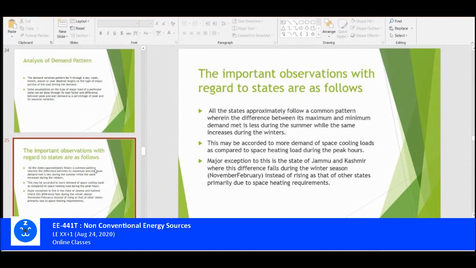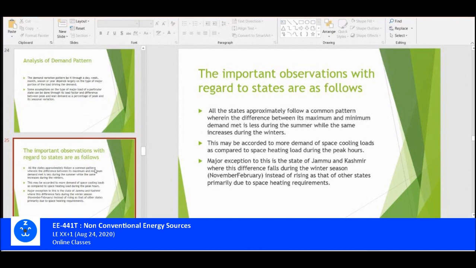Demand of cooling load is more as compared to the demand of heating load during the peak hours, because cooling conditions are more required than heating in our country, because it is a tropical and subtropical climate operating for most of the time of year. The major exception to this is the Union Territory of J&K, where this difference falls during the winter season, November to February, instead of rising as in other states, primarily due to space heating requirements. They don't require much of the air conditioning units like other states.